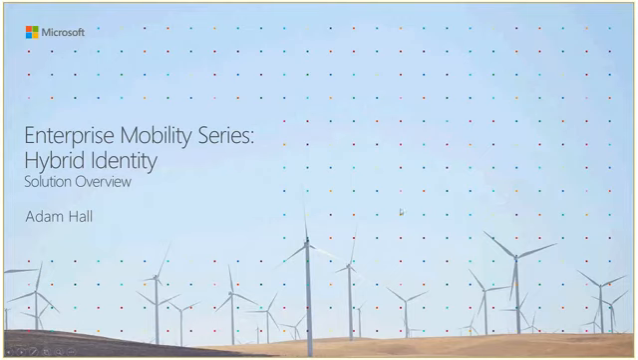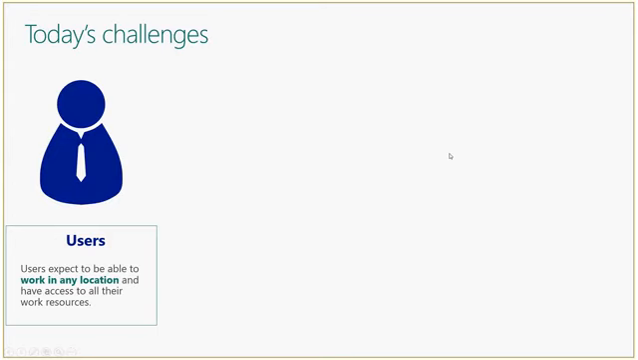And I don't know why my slides are not progressing. There we go. Okay. So when we are thinking about the challenges that we're trying to face out there in the mobility space, there's four things that we really care about. The first is users. And we have users with an expectation today that they can work in any location and be able to get access to all of their work resources.